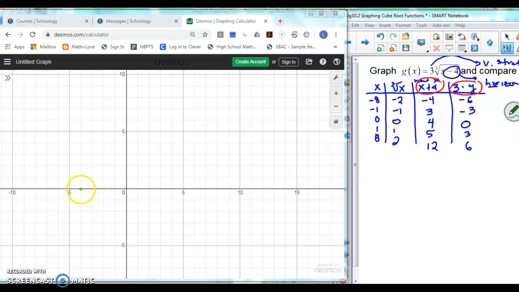When x is -4, we go down to -6. Then 3, -3, then 4, 0, then 5, 3, and 12, 6.